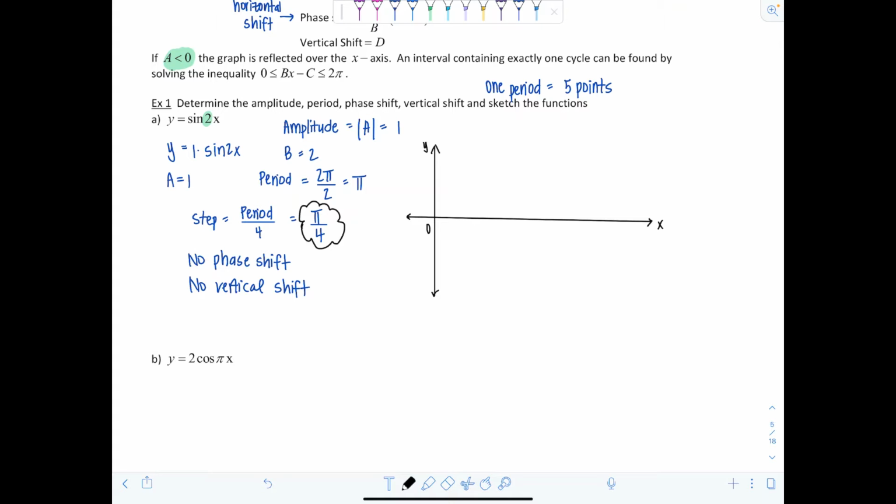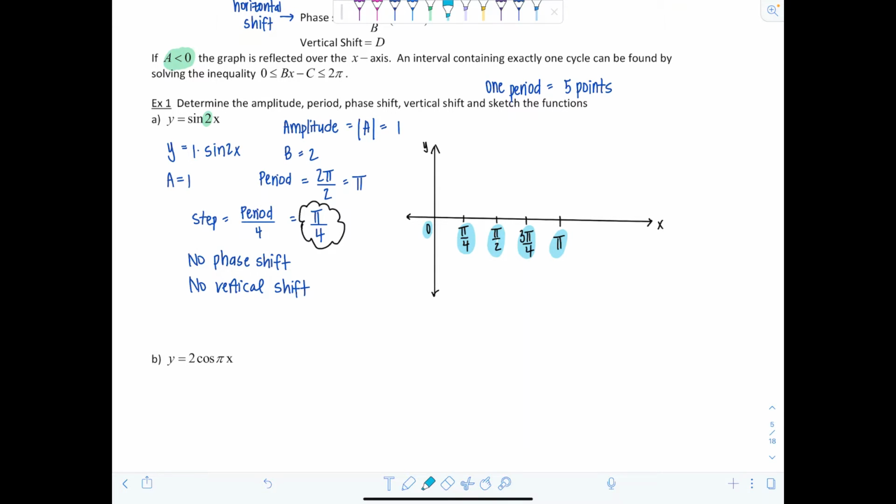So 0 is going to be my first point on the x-axis, add pi over 4, add another pi over 4, that's 2 pi over 4, which is pi over 2. Add another pi over 4, that's 3 pi over 4. And add another pi over 4, that's 4 pi over 4, which is pi. Those are my 5 x values. 1, 2, 3, 4, 5.